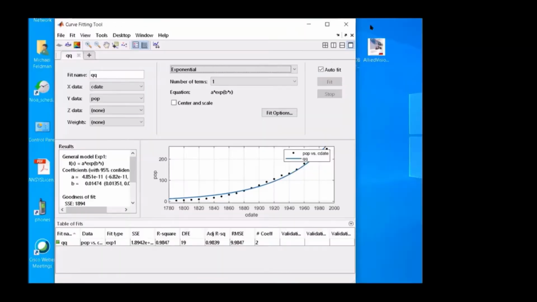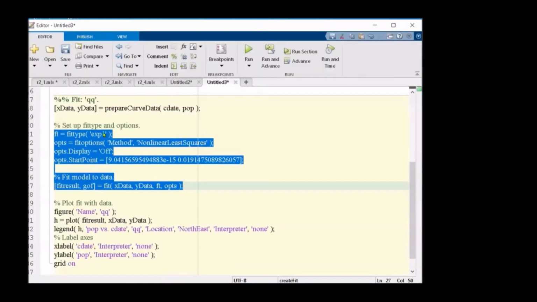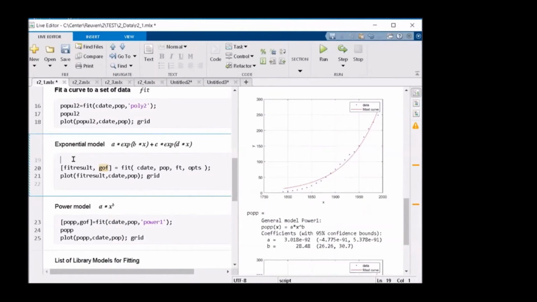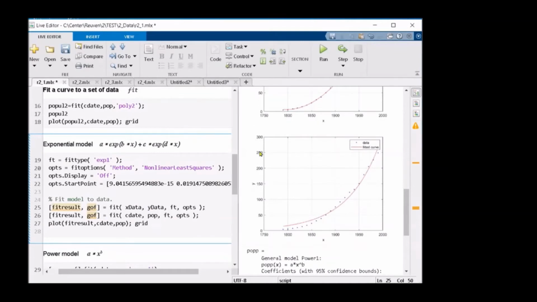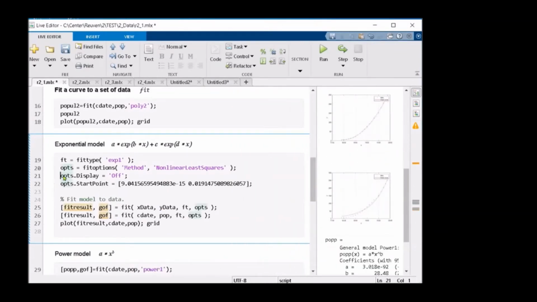When we have them copied, we go back to our Matlab, to our file. And here in the exponential mode, we just paste the result. Now we have the type of estimation of fitting.